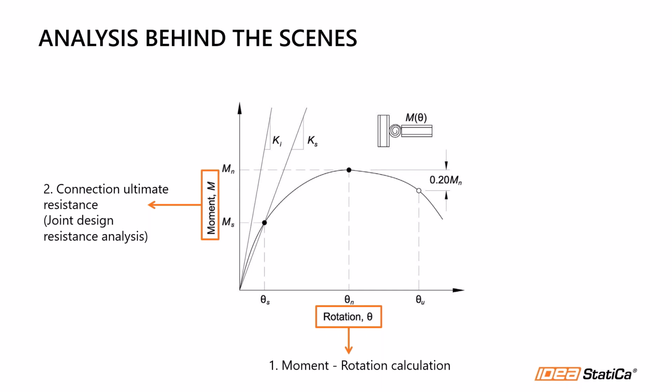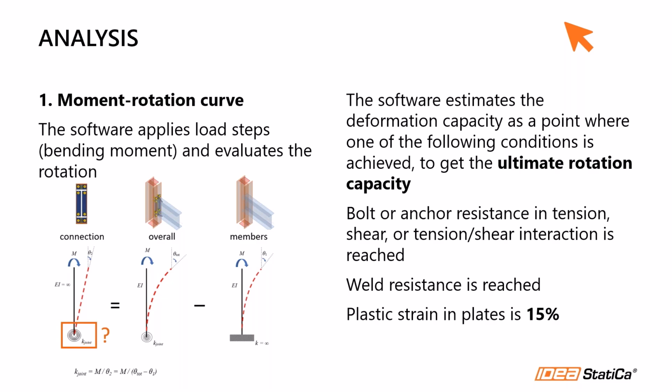The first is to assess the rotation, right? And the second is to learn the connection ultimate resistance. With those analyses, IDEA constructs the moment rotation curve. Let's review these two types of analysis. So when calculating the moment rotation curve, that means assessing the rotation, right? So the software applies load steps, that means bending moments, and evaluates the rotation, right? So as you can see here, we are getting the rotation caused by the connection.